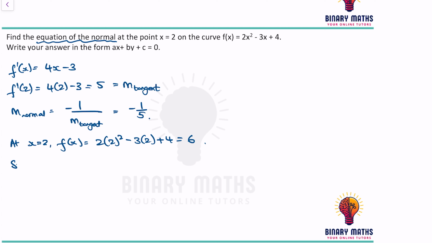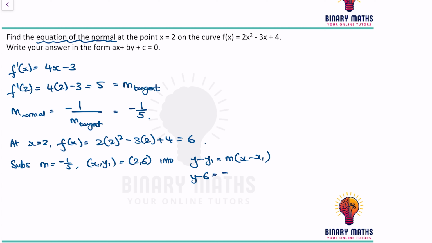Okay, substitute m is equal to minus 1 over 5, because that's the gradient of the normal, and the point that it goes through is 2, 6, into y minus y1 is equal to m times x minus x1. So I end up getting y minus 6 is equal to minus 1 over 5 times x minus 2.